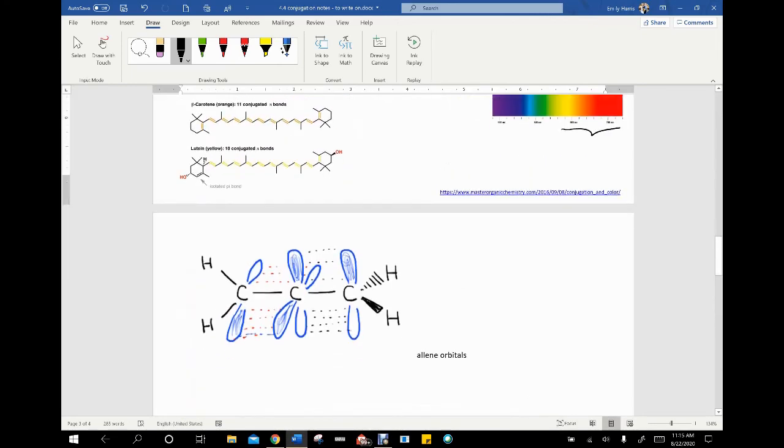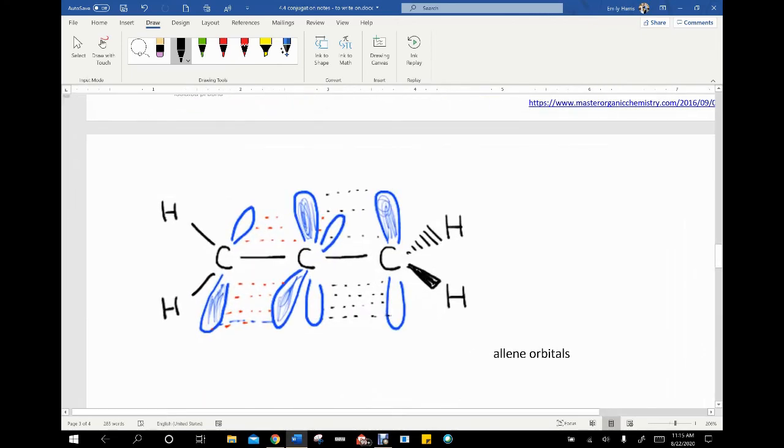Oops, and I forgot I had this little illustration here. This is the allene one more time, showing the side-to-side interactions, while also having the top-to-top interactions all accumulated on that middle carbon. So I just forgot I had that more nicely illustrated picture of that.